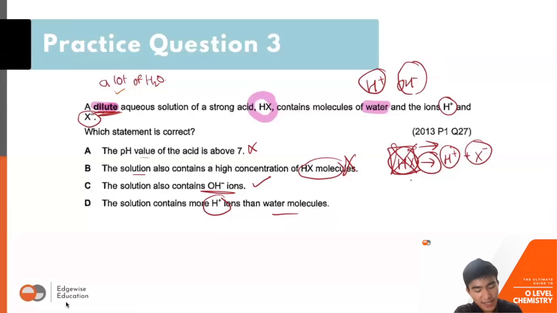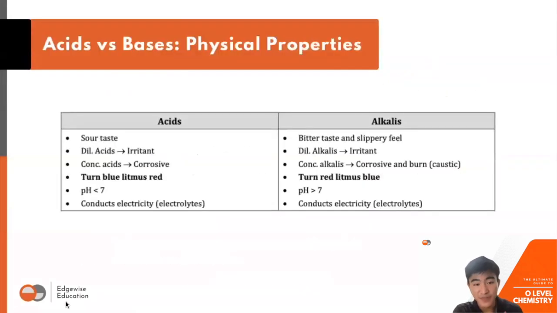Okay, now let's move on to physical property. This one is quite interesting, you will learn this. Acid has a sour taste. Alkali has a bitter taste and slippery feeling, for example, like a soapy feeling. Dilute acids are irritant, concentrated are corrosive. Same for alkali.